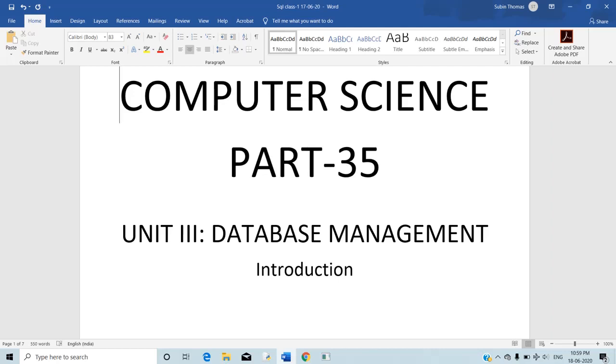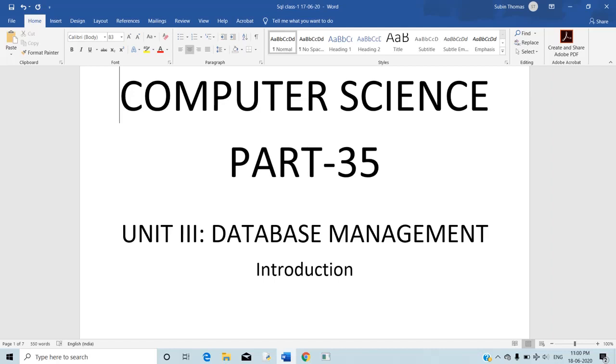You will get a 20 mark question from this unit. From Python, you will get a 40 mark question, from database management a 20 mark question, and 10 marks from computer networks, which is another theory chapter.